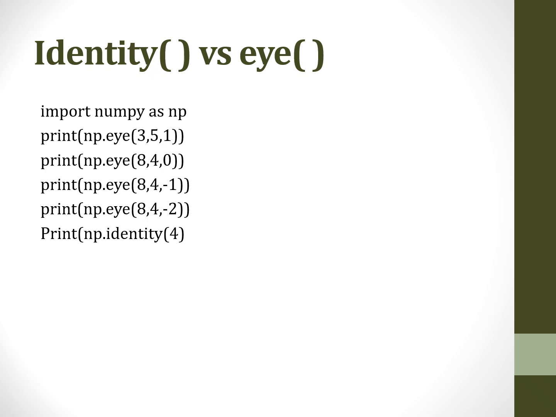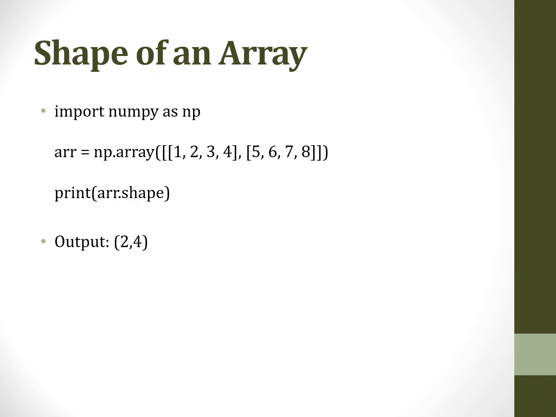So you could see some examples here. So next comes the shape of the array. So we are generally giving an array here. If we use this function array.shape, this will print the shape of the array. So how many rows do we have here? 2 rows and 4 columns. So output will be 2 comma 4, where 2 refers to the number of rows and 4 refers to the number of columns.